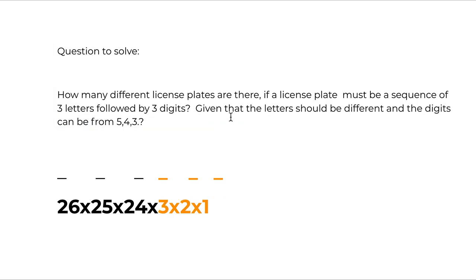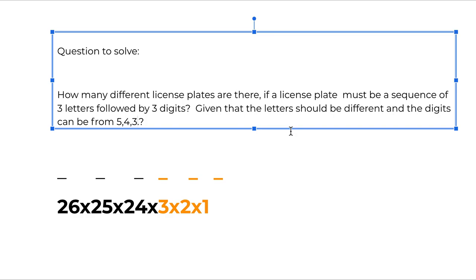What if you're given that the letters should be different and the digits can be from 5, 4 and 3 and they should be different? So like you cannot reuse the same digit again. So it's going to be 26 times 25 times 24 times 3 times 2 times 1. What if I did not say that the digits should not be the same? If I said the digits should never be the same, then it is 3 times 2 times 1. But what if I said that they could be the same? Then it's going to be 3 times 3 times 3.